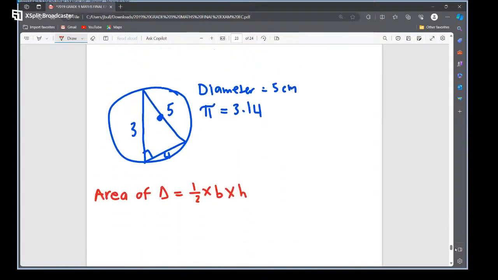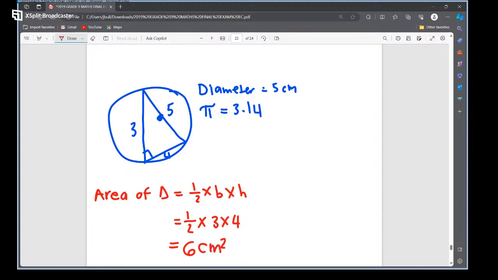Okay, so we are going to say it is a half times 3 times 4, actually the other way around, but it doesn't matter, we're going to be timesing. And so if we work this out, 3 times 4 is 12, and half of 12 is 6. And so our area of this triangle is going to be 6 centimeters squared. Remember, area is always squared.